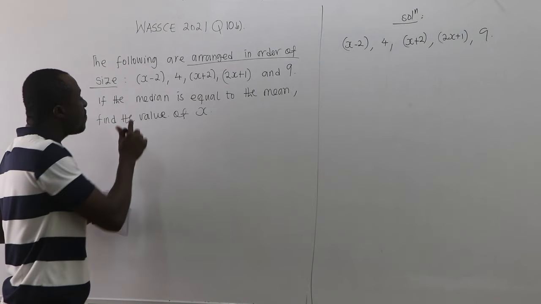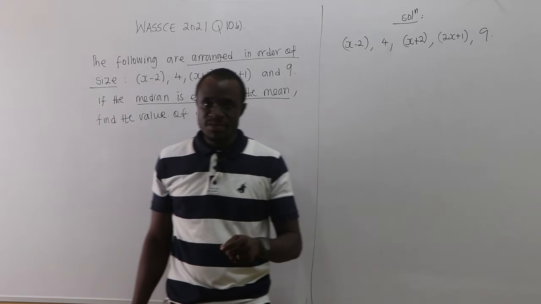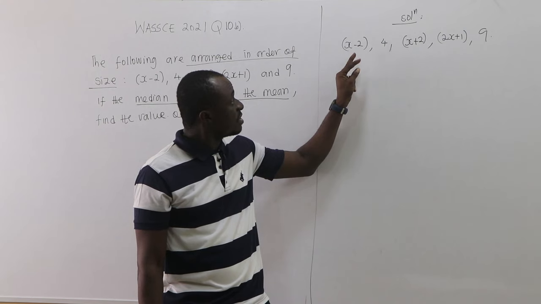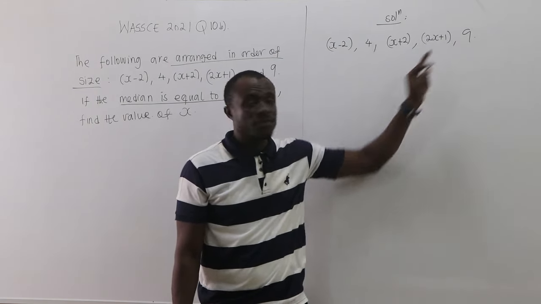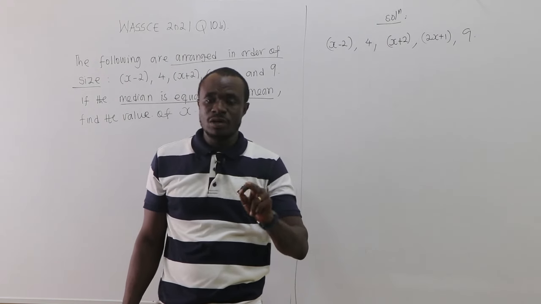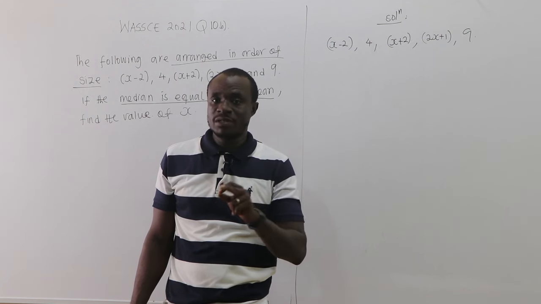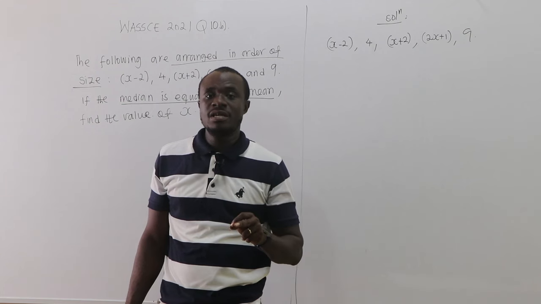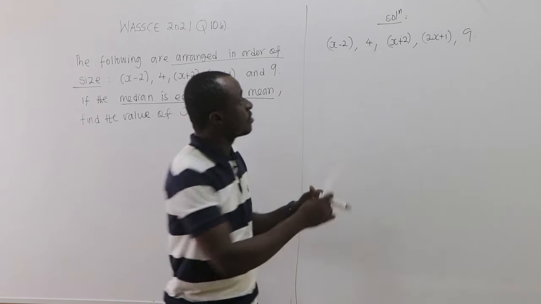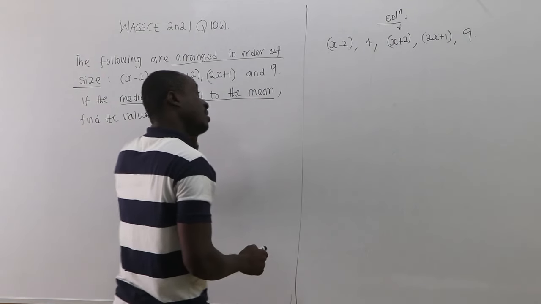Now, we have been given that the median is equal to the mean. Now, how do we find the median? It has been arranged in order of size. How many different data is there? 1, 2, 3, 4, 5. 5. So that is odd. And for odd, to find the median, it is n plus 1 over 2. Now, what is n? n is 5. So 5 plus 1 over 2. 5 plus 1 is 6. 6 over 2, that's the third. So that would be the third element. So from the right hand, that is 1, 2, 3, so this becomes the median. Then from here, 1, 2, 3. So this is the median.